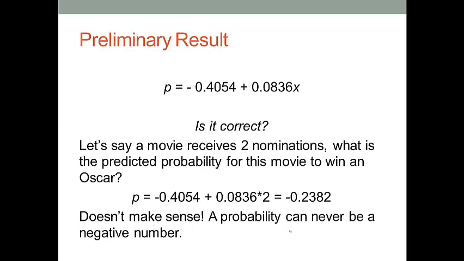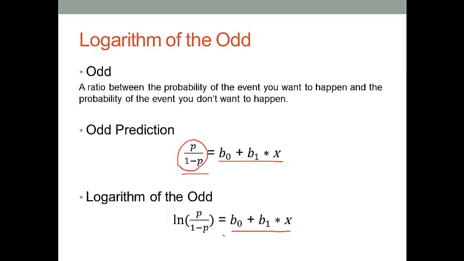If a movie just receives 2 nominations, the result for the right side will be negative 0.24. If we give this value to p directly, it doesn't make sense. What if we give 0.24 to the odd? Does it make sense? It doesn't make sense either, because an odd can only be a positive number. It cannot be 0, it cannot be a negative number. So how can we accept the negative number on the left side?